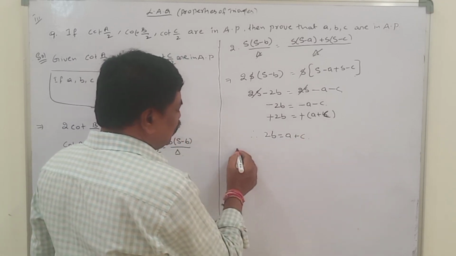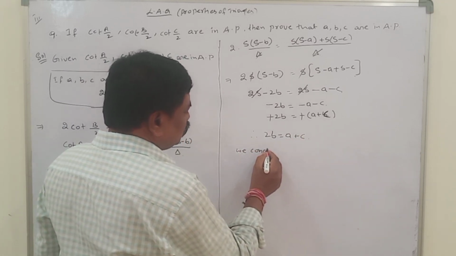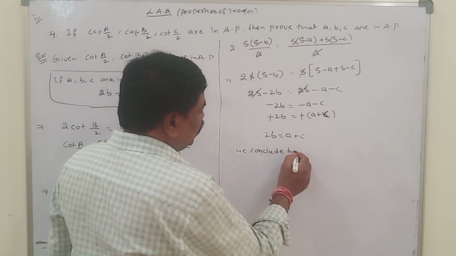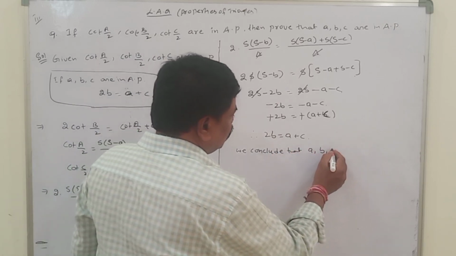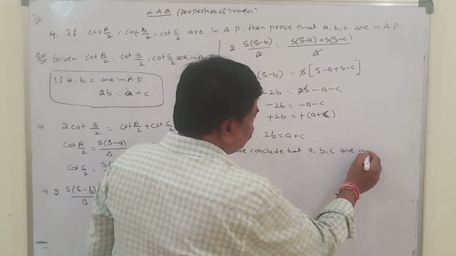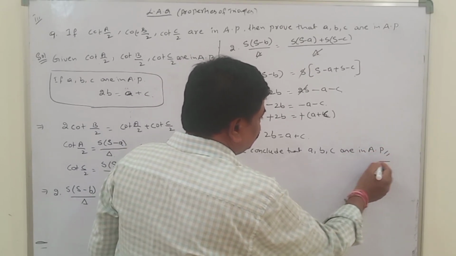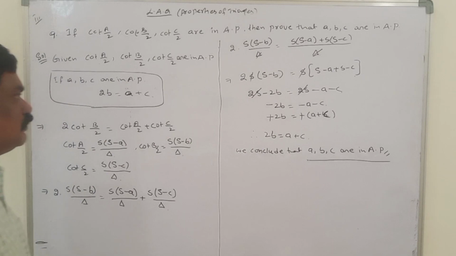Then we conclude that A, B, C are in AP, arithmetic progression. Okay, all of you. That's all.